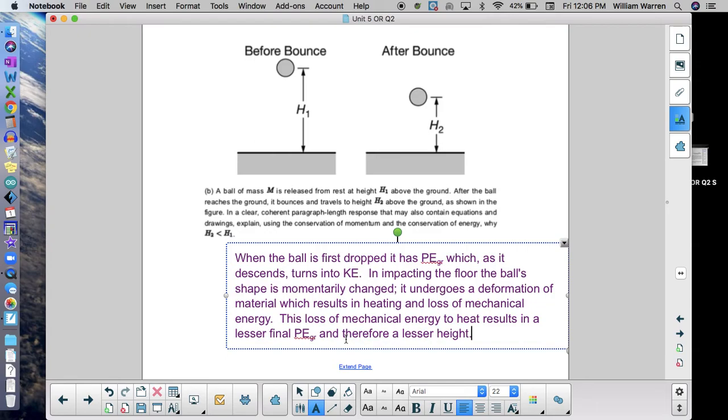Right? That's it. So it's the same thing as those blocks bouncing off of each other in the previous problem. They bounced off of each other, but just because they bounced off of each other, that does not mean it's elastic. It's an inelastic collision if material gets deformed, again, because of heat losses. And that's the end of that question.